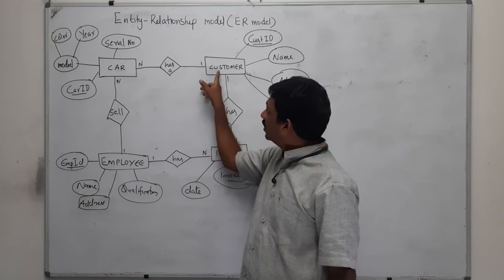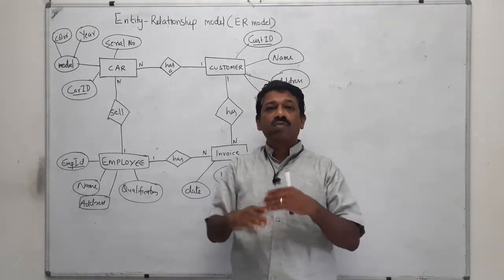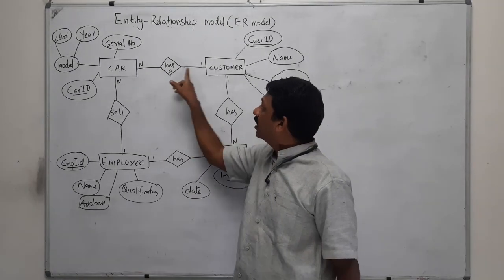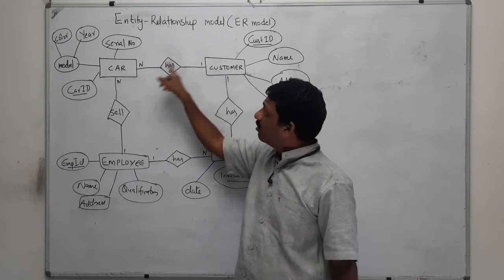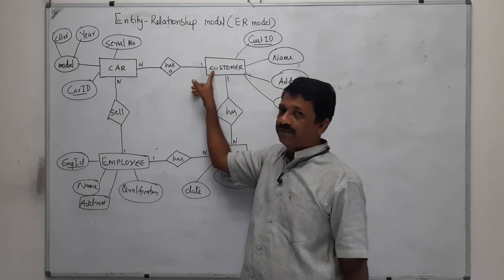That is why you have an n by 1 relationship. That means one customer and many cars, or a car cannot be owned by more than one customer. So that's why you have n here and 1 here. That means an n to 1 relationship. A customer can have many cars, but a car is owned by a single customer.